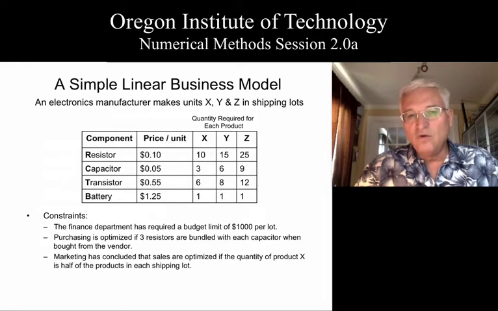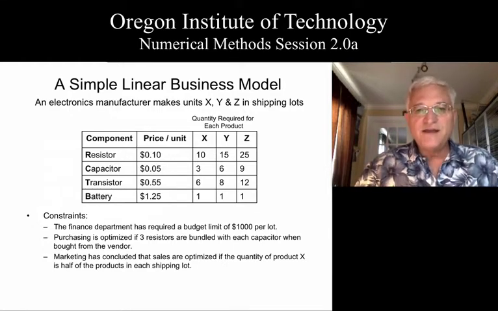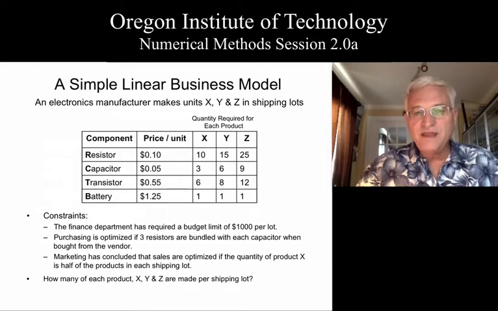We have been told by the purchasing department that if for every 3 resistors that are purchased, they bundle in a capacitor, they get these superior purchasing prices that you see on the table. And the marketing department has concluded that for every shipping lot, if half of the units are product X, they will optimize their sales. So those are the business constraints that we're going to work under. The main question that we're trying to ask is, how many of each product should we put in a shipping lot of X, Y, and Z?